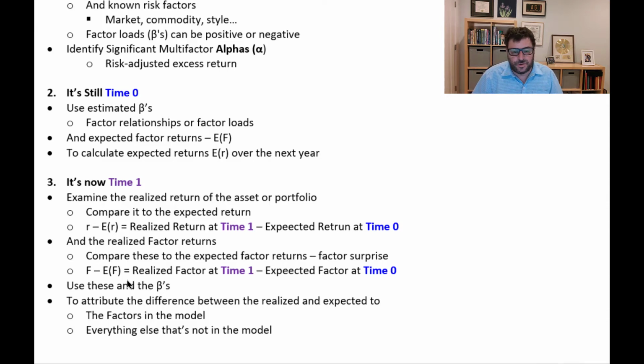And what we can do is, after we've attributed all of the returns to the things that are in the model, everything else is going to be essentially idiosyncratic, unique. Things that weren't attributed to the model must be attributed to these other factors, anything that's not in the model.